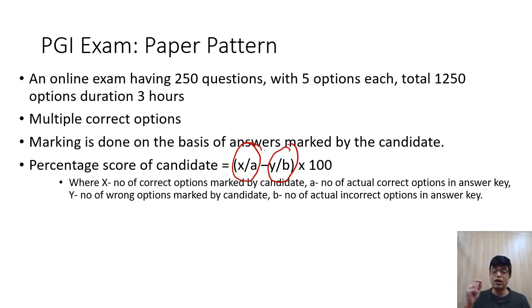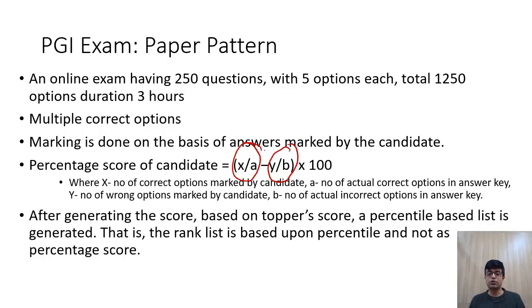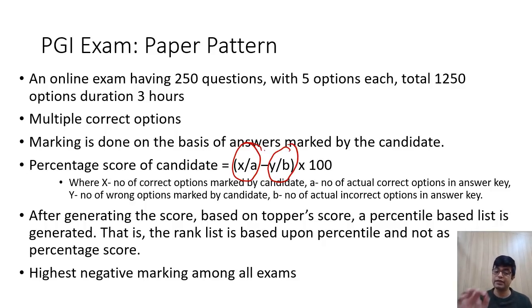In my third video, I'll be spending a full 5 minutes giving you examples of MCQs so that it becomes very clear to you. And after generating the score, according to the topper's score, there is a percentile based list. So it is not a percentage score, it is the percentile based rank list which is generated. It is the highest negative marking among all exams.